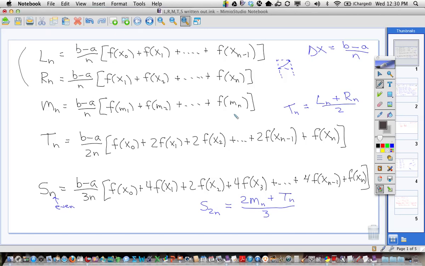Now, there would be some other ways. I mean, you could draw a picture here and show that a trapezoid is this and do an average and do a little geometry work and that kind of stuff. And that could work too. But I think the easiest way is to just say, well, let's just add up L and R. So just add this with this.